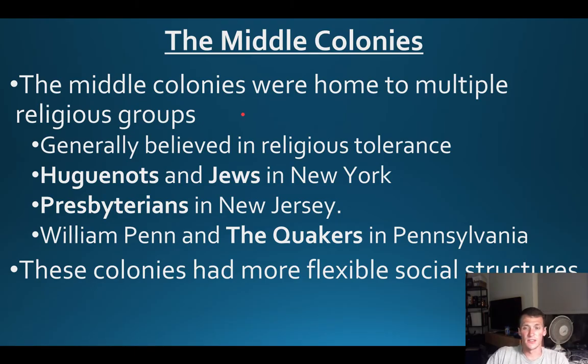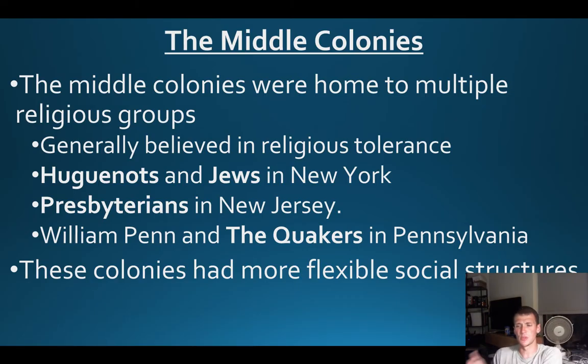Middle colonies, right? Much more religiously diverse, right? You get the Huguenots, these French Protestants, kind of actually Calvinistic. Calvinists, remember that from World History. And you get Jewish people starting to pop up in New York and the New York area. You're going to get Presbyterians in New Jersey. You have Quakers founding Pennsylvania with a man named William Penn.